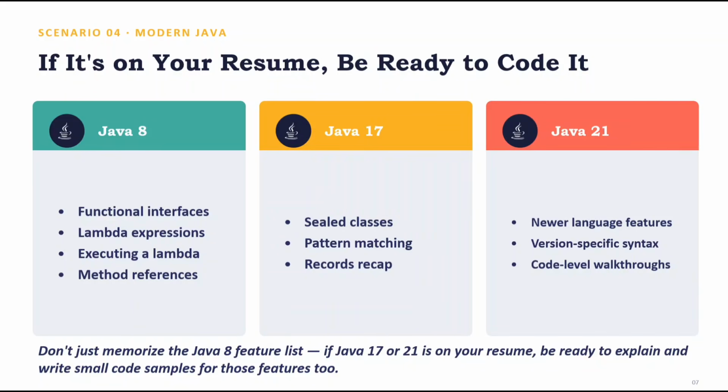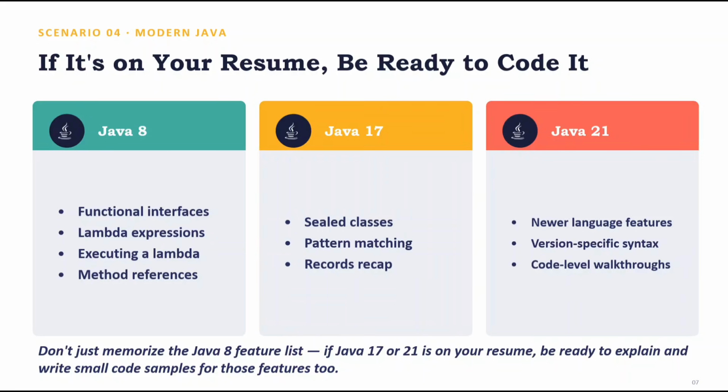He started asking about the features introduced in Java 8, Java 17, and Java 21. So he asked what new features were introduced in each version and what we actually know about them. For Java 8, he specifically went into functional interfaces, lambda expressions, how to execute a lambda expression, and method references as well. He also asked for the code implementation, not just a theoretical definition.